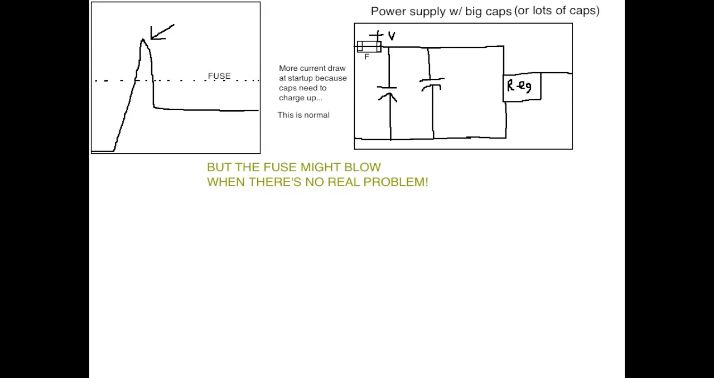But if there's a big surge, you might find that your circuit blows its fuse every now and again, even though it's working properly, and you think you rated the fuse based on what the ammeter said.